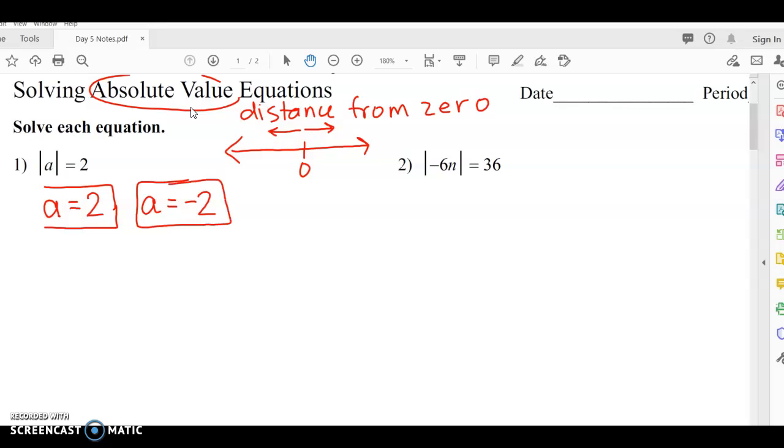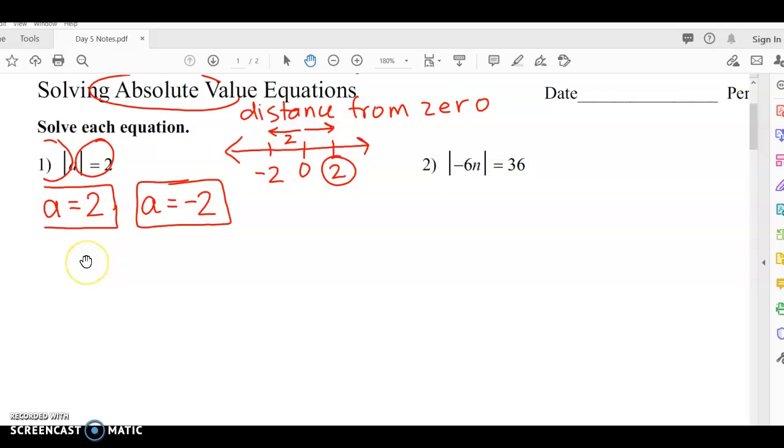Right? Because this is saying the absolute value of A means that I want to go 2 units away from 0. Well, if I go 2 units away from 0 to the right, I'm at 2, which is why one of my answers is 2. And if I go 2 units to the left, then my other answer would be negative 2. So to get rid of an absolute value bar, you solve for both positive and for negative.